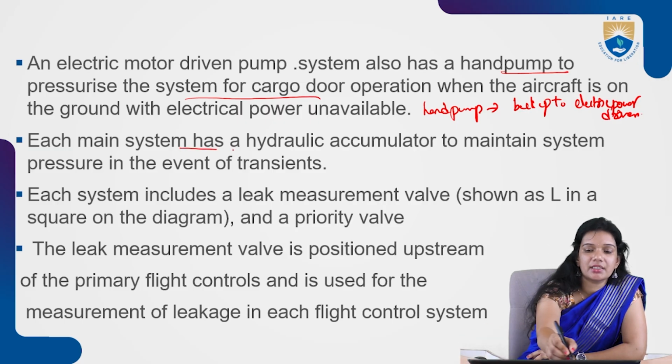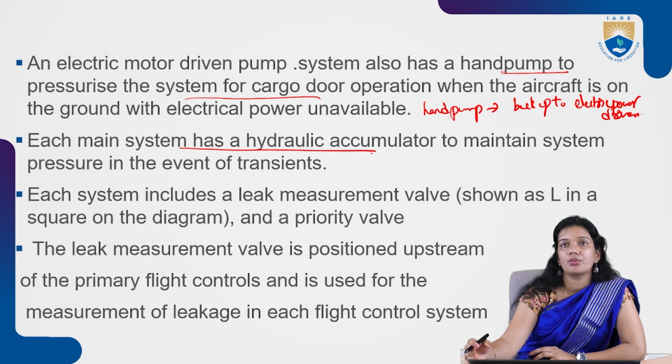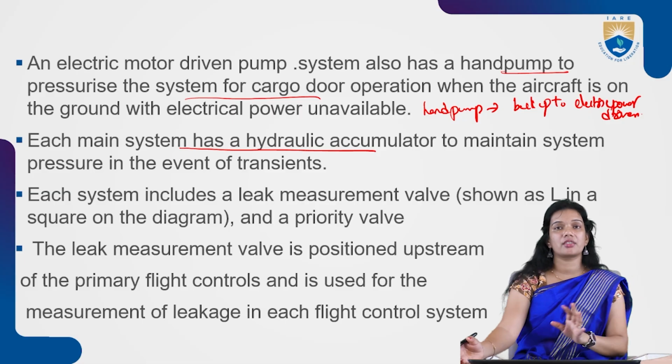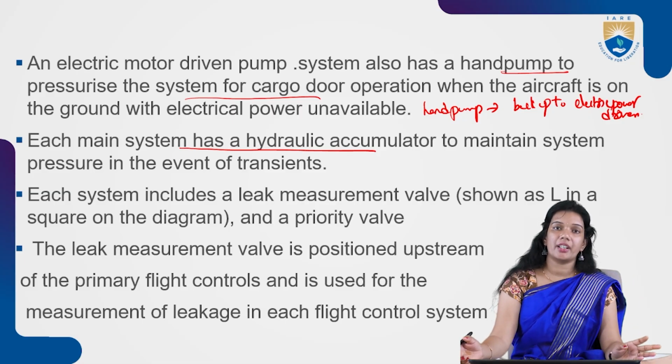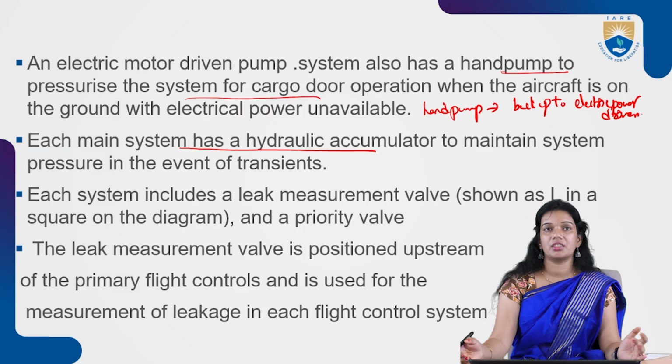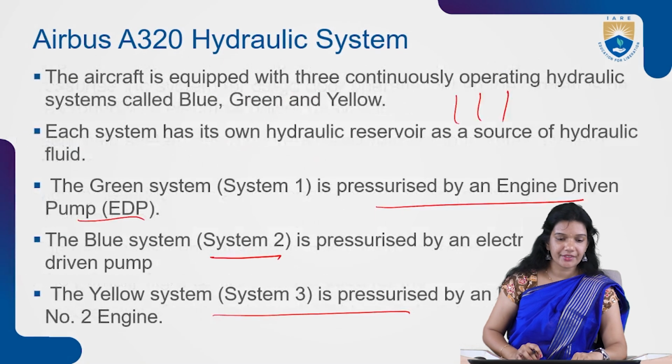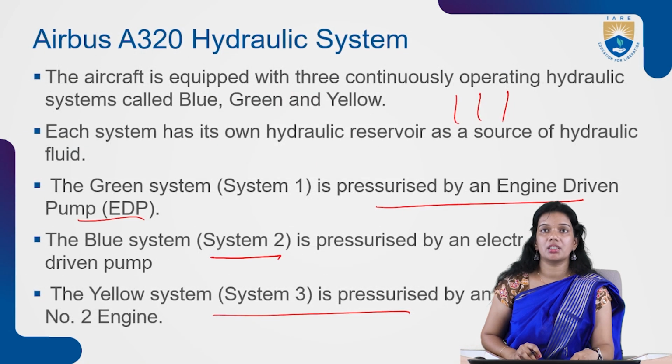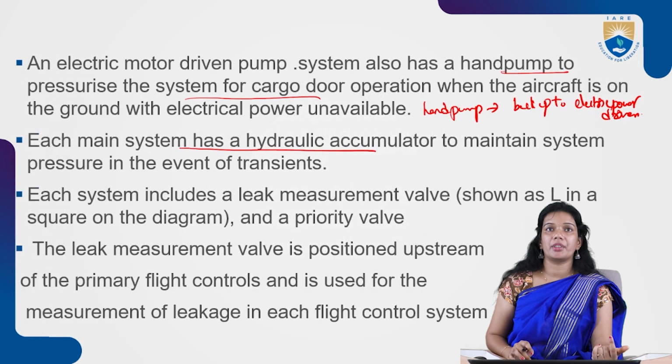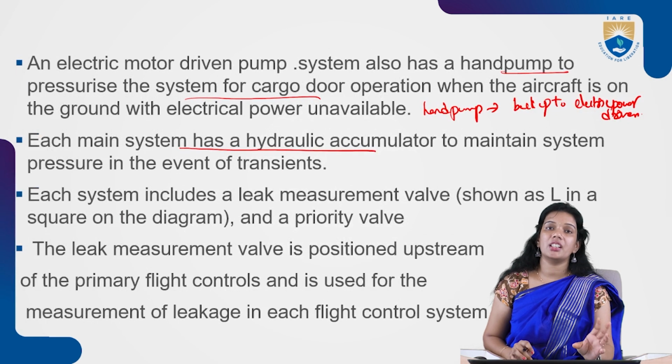Now each main system has a hydraulic accumulator to maintain the main system pressure if there is any transient, right? So first of all, every system has its own reservoir and every system has its own driving source, right? The first, green system, as we have said, has its major power source coming from engine driven pumps. For the blue system, it is coming from the electric motor. But if you have any failures or anything going wrong with the electric motor, then there's a hand pump which is going to come into the picture, right? And again, every system has its own accumulators to maintain it, right?